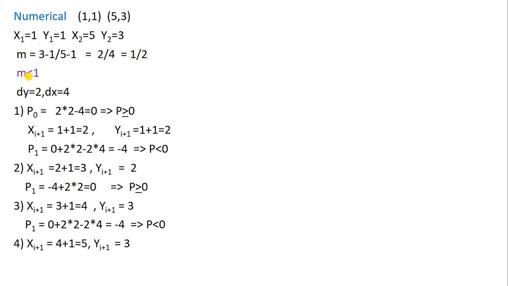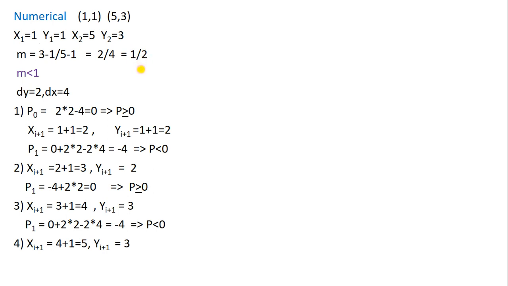See here, I have written 3 minus 1 bar 5 minus 1, 2 bar 4, 1 bar 2. You should not write like this in the paper. You should write clearly 3 minus 1 divided by 5 minus 1, 2 divided by 4 equal to 1 divided by 2.